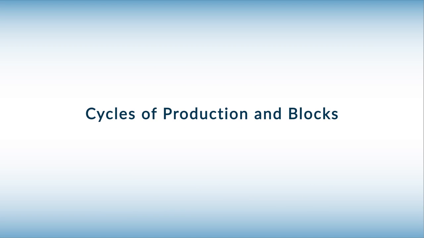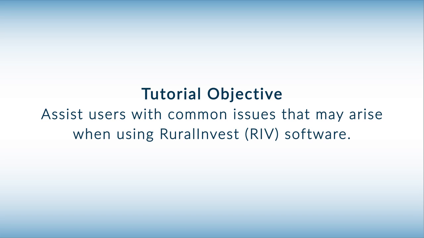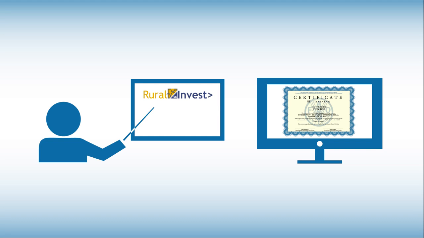Welcome to one in a series of web-based tutorials for people working with the investment package developed by FAO. These tutorials will assist users of Rural Invest with problems that can arise in using the software. They are geared to people who have already attended a formal RIV course or who have taken the e-learning course, as they do not provide an overall guide to the use of the Rural Invest package.